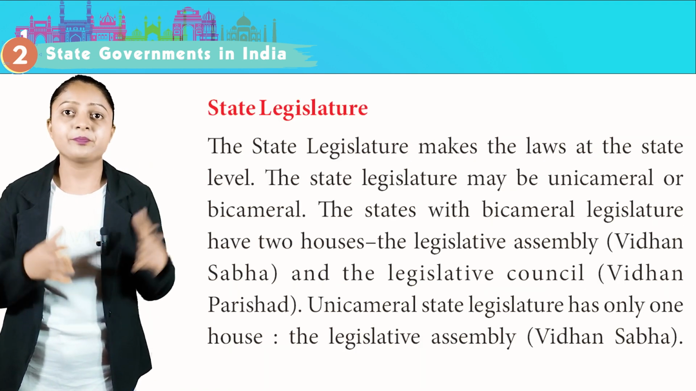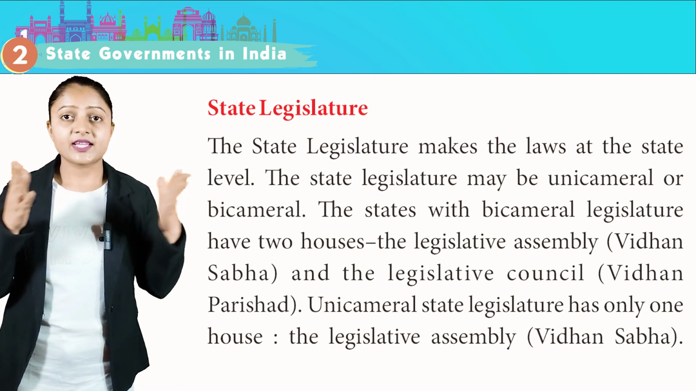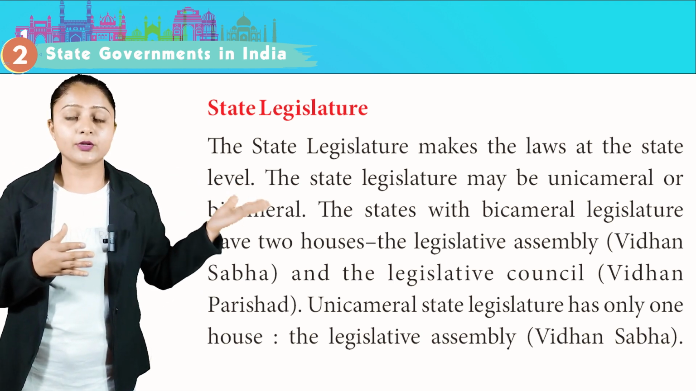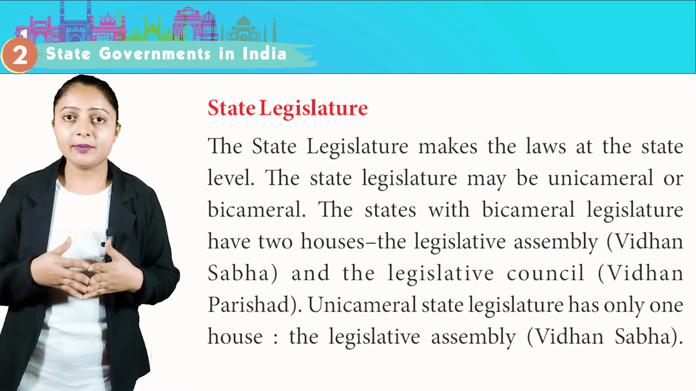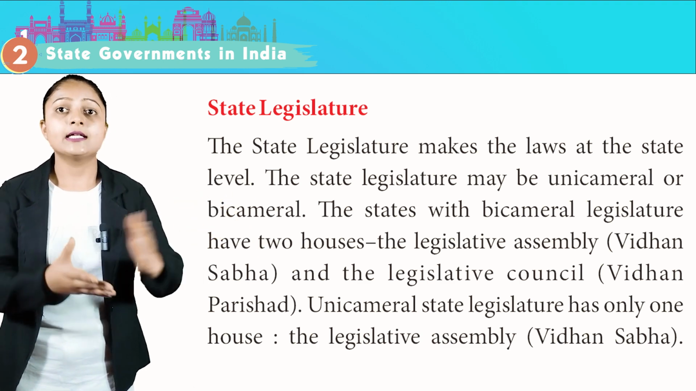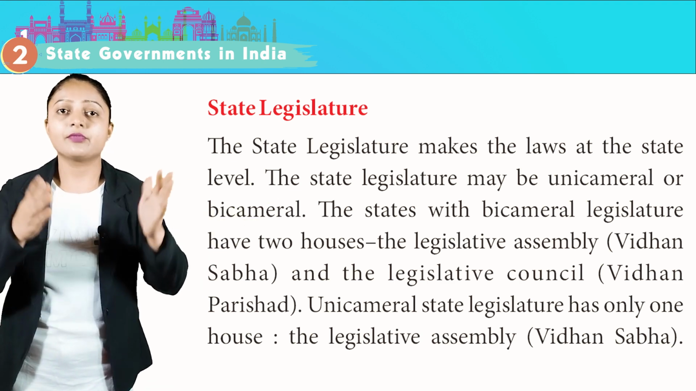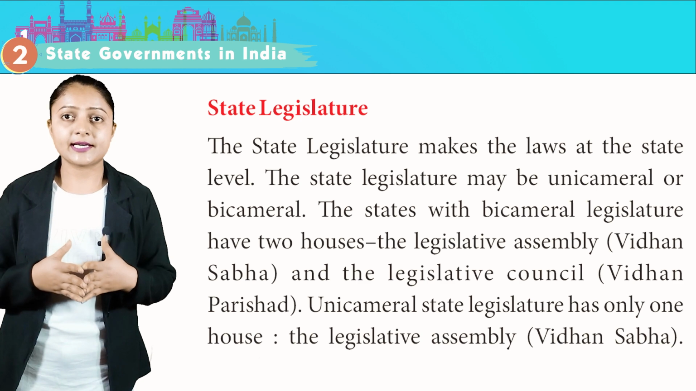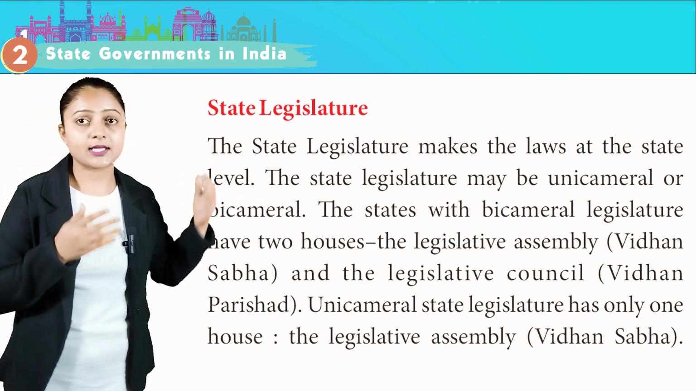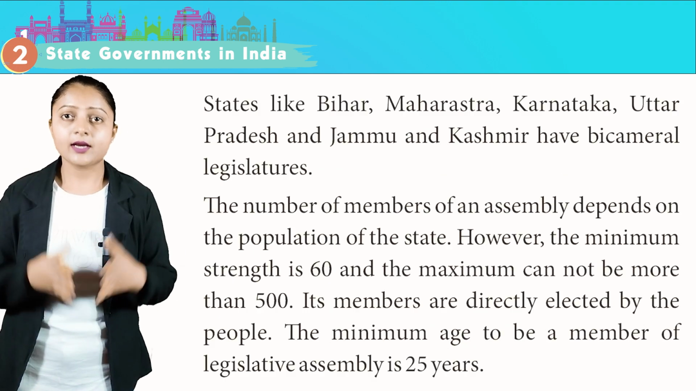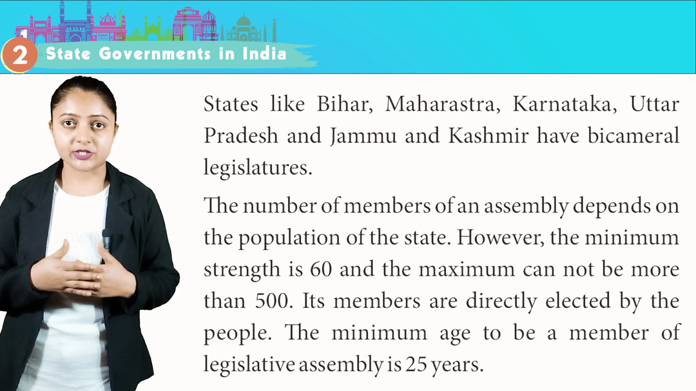State legislature. The state legislature makes the law at the state level. The state legislature may be unicameral or bicameral. The states with bicameral legislature have two houses: the Legislative Assembly, Vidhan Sabha, and the Legislative Council, Vidhan Parishad. Unicameral state legislature has only one house, the Legislative Assembly, Vidhan Sabha. States like Bihar, Maharashtra, Karnataka, Uttar Pradesh, and Jammu Kashmir have bicameral legislatures.